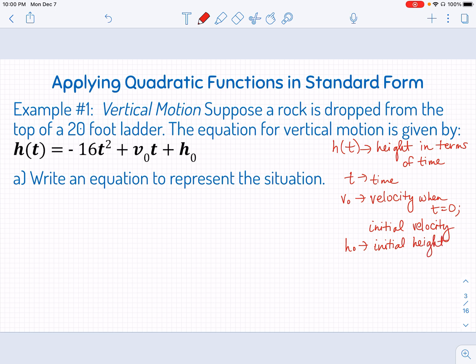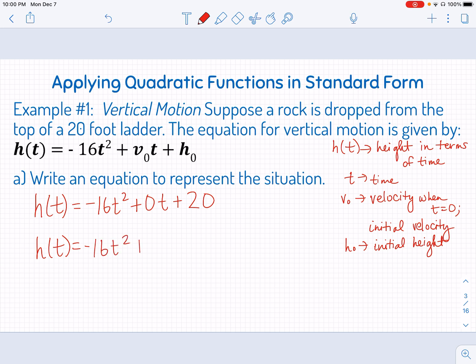So to write an equation for this, you're just going to plug in the numbers. So h of t is always going to be there. Negative 16t squared, as long as we're talking about things in terms of feet, is always going to be there. And in this case, v sub o is 0 because we're dropping it. And h sub o is 20 because we're dropping it from a 20-foot ladder. But we could simplify this a little. We could just say, well, 0 times t is just 0. So this is my equation: negative 16 t squared plus 20.